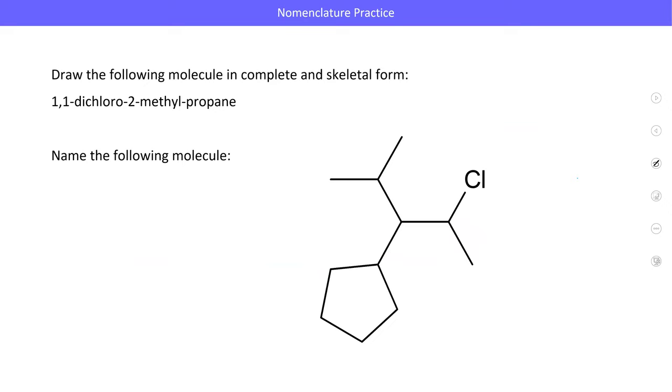Go in the other direction. We had 1,1-dichloro-2-methylpropane. Start with the propane. Boom. 2-methylpropane. Boom. 1,1-dichloro. With methylpropane, all of those end carbons are all the same, so I could have put the chlorines on any of them.